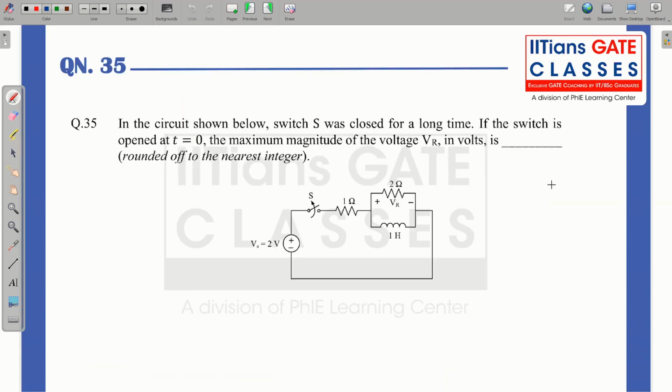So the next question that we have over here is what? In the circuit shown below, the switch S was closed for a long time. If the switch is opened at t equal to 0, the maximum magnitude of the voltage VR in volt is. So basically this is a first order transient RL circuit. So at t equal to 0 minus, we know at steady state inductor is basically what? It is your short circuit. So if we do that, redraw the circuit.